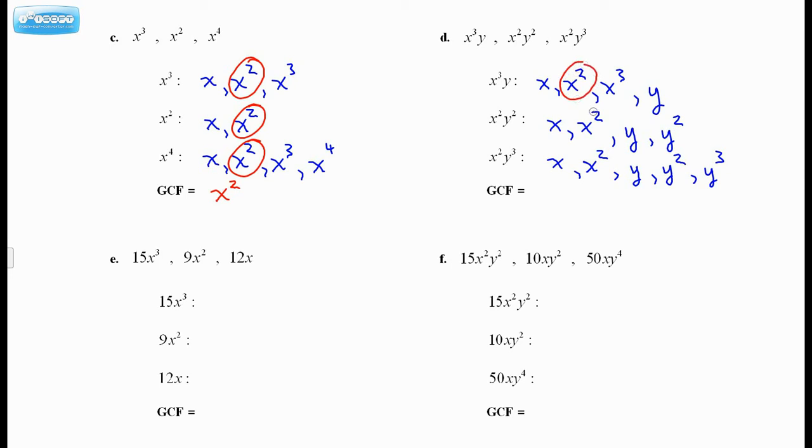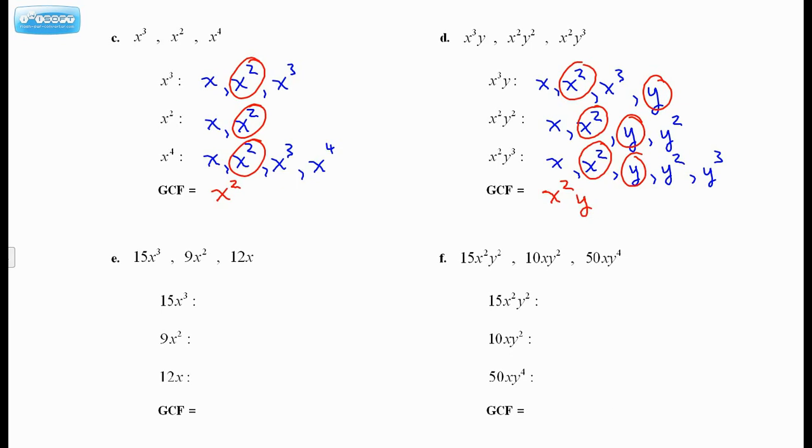Because this is the largest factor containing the variable x that all three of these monomials share. And for y, the biggest one they all share is this one. So therefore, the GCF is x squared y, because all three of these are divisible by x squared y.